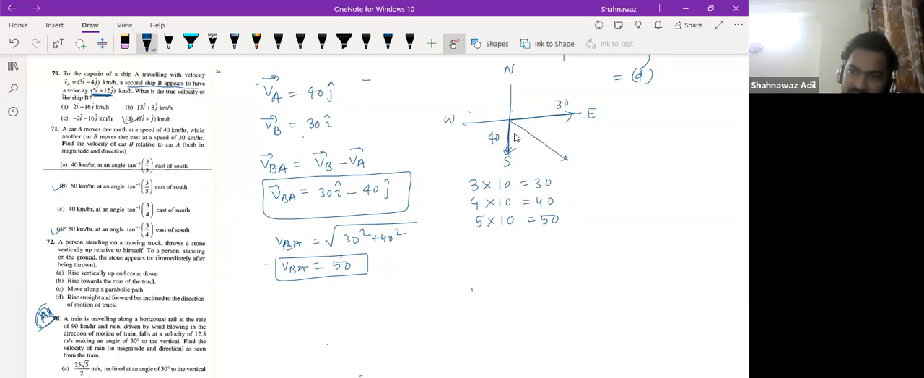And if we say east of south, we are taking this angle, right? We are measuring from south. So this is theta. And what is the perpendicular then? So this is 30. So tan theta would be 30 by 40. And this theta would be tan inverse 3 by 4. So this would be the option.